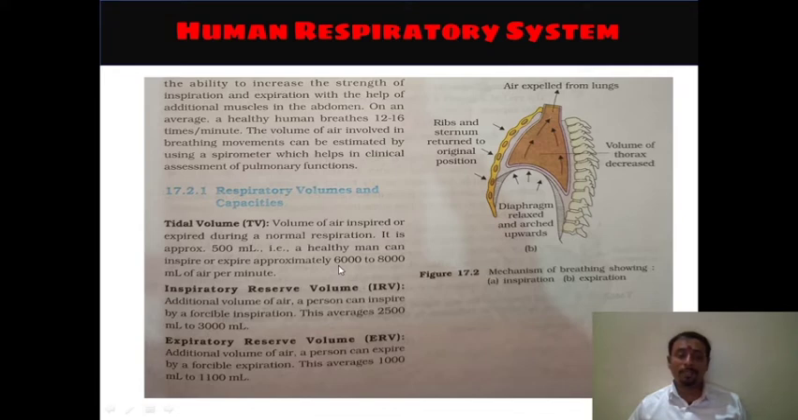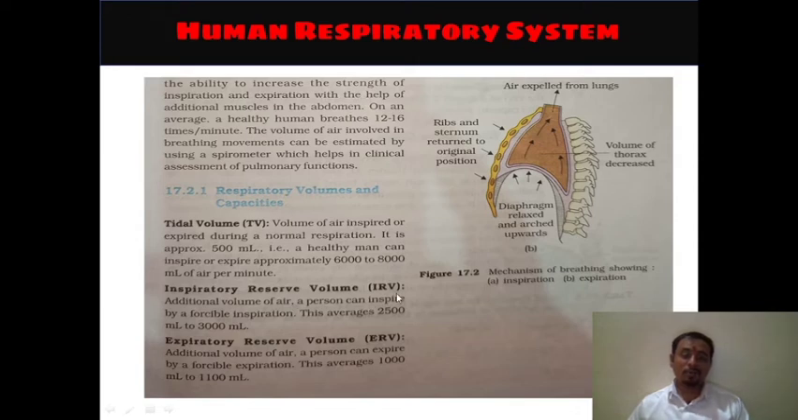A healthy man, if he is breathing 12 to 16 times a minute, can take 6000 to 8000 ml of air per minute. That is approximately 6 liters to 8 liters of air. Air is measured in volume, so we can measure it in liters. A healthy man can inhale or exhale 6 to 8 liters of air a minute. Okay, so this is tidal volume.